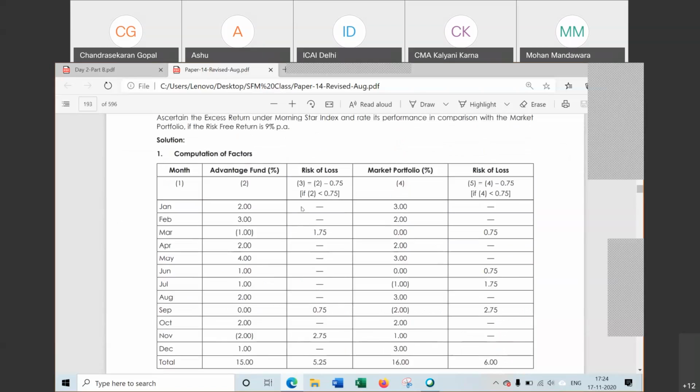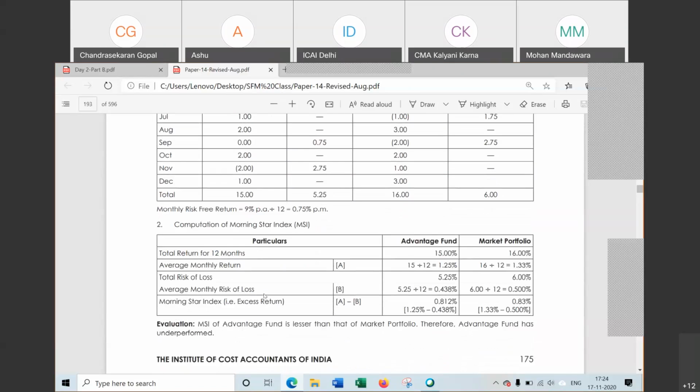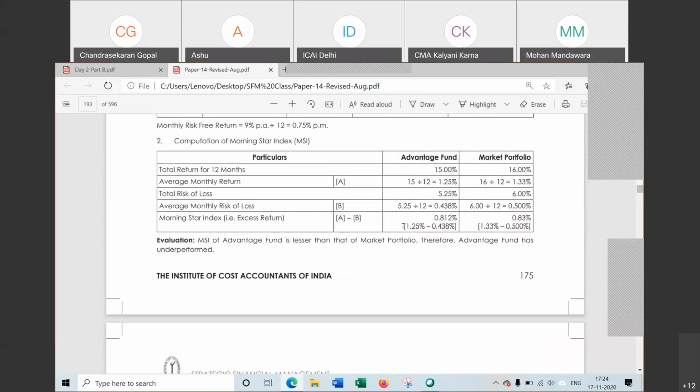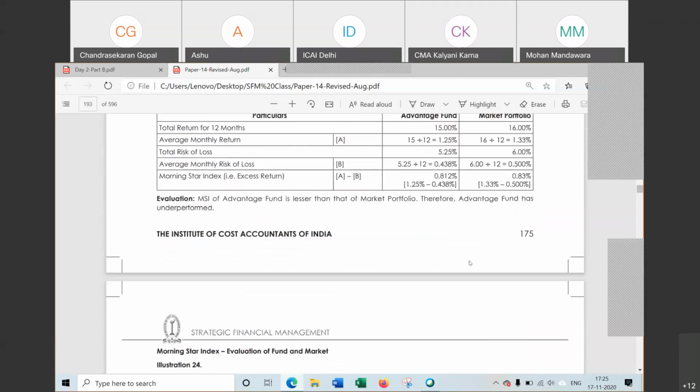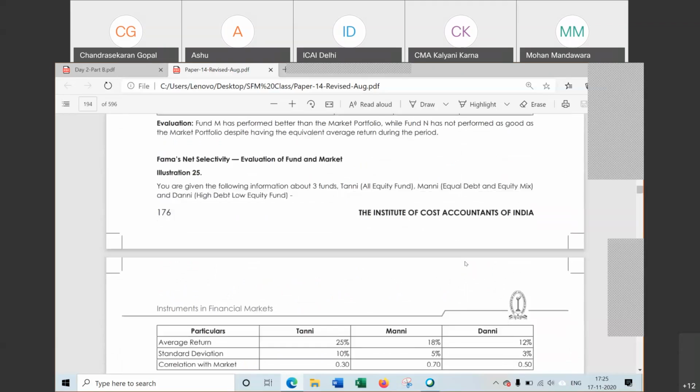Step 1, we will find risk of loss in two cases, that is for the market and for the average investment. Second step, we will find the return, that is the difference between these two. 15 minus 5.25, or monthly it can be computed. Since all the computation is on a monthly basis, we will find the performance on the basis of month. Any doubt in the question? 24 is also for that.